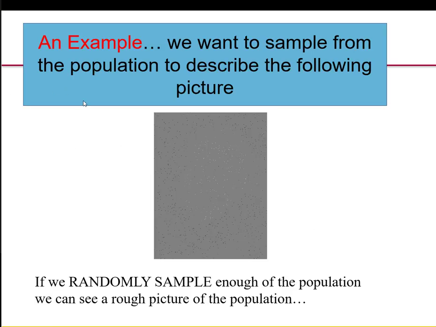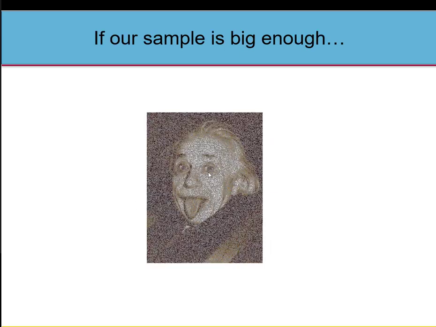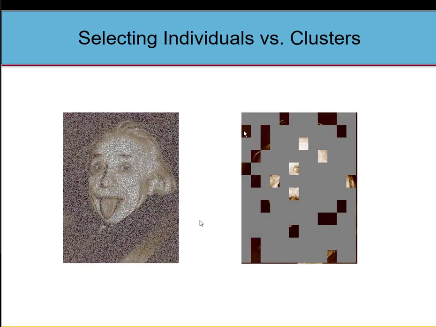Okay, so I've shown this to you before. You've seen this square where you can see that we have a fairly large sample, but even though we have a random sample, we can't really tell what the picture is showing us. If we sample more than that, double our sample, you can start to see what's behind the gray here. And if our sample is big enough, we can make out that that's the picture of Einstein.